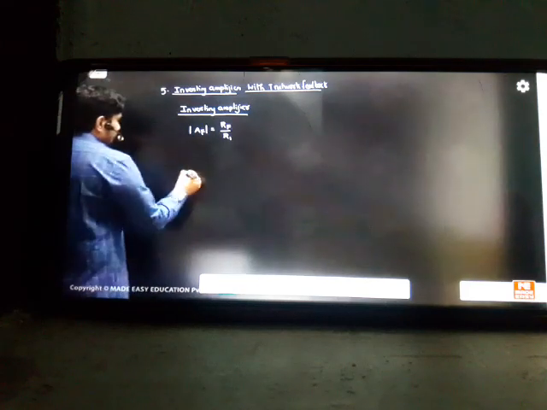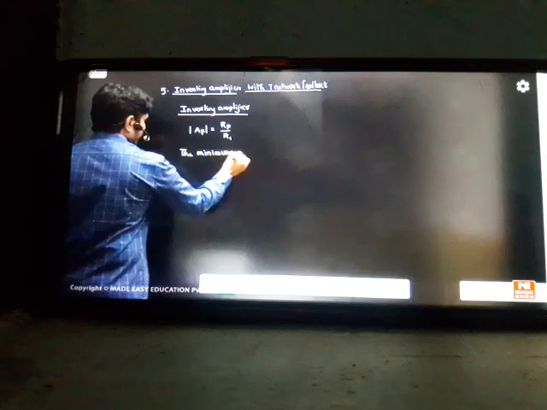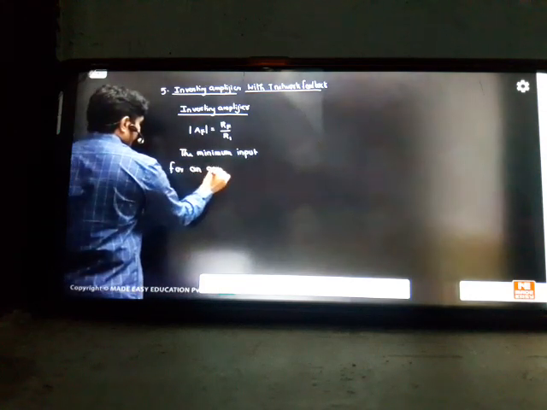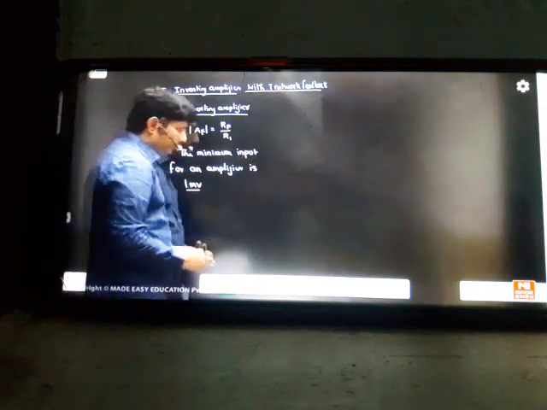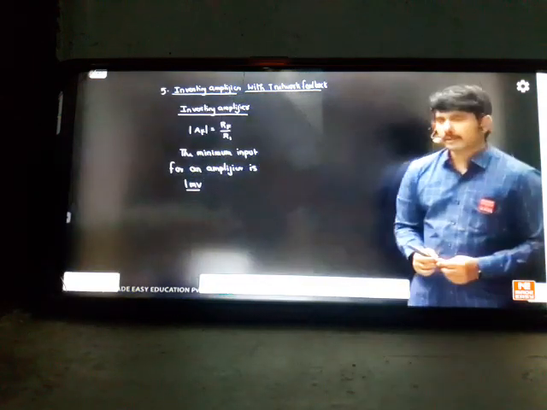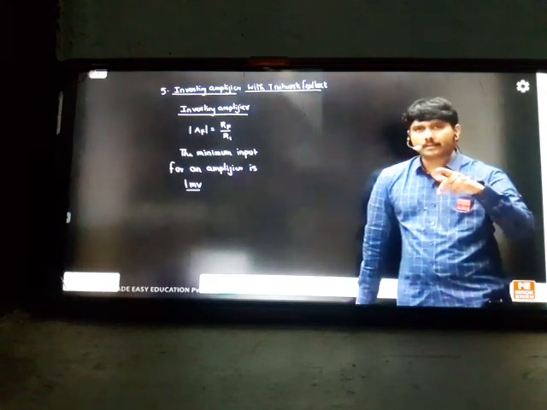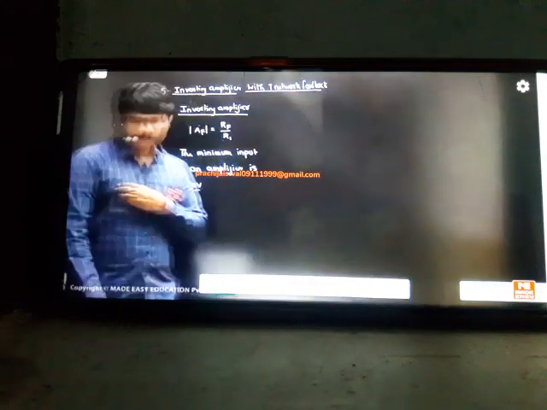But here, what is the meaning? The minimum input for an amplifier is 1 millivolt. Generally we do it for small signals. So the minimum input generally for an amplifier is 1 millivolt to start with. Okay? Millivolts will be getting amplified to volts. That is our amplifier technique. So my voice signal, when it converts into an electrical signal, starts with millivolt input. So the minimum, I can say, is 1 millivolt. Let us do an analysis now.